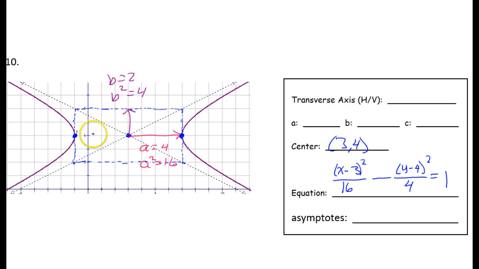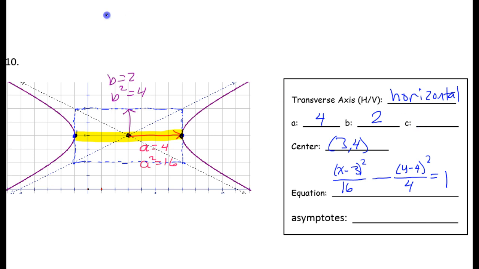Okay, the transverse axis is horizontal. When they talk about the transverse axis, they are just talking about the segment connecting the vertices. All right, that yellow I just highlighted, that's the transverse axis. It is horizontal. We already spoke of the a value, which was 4. The b value, which was 2.